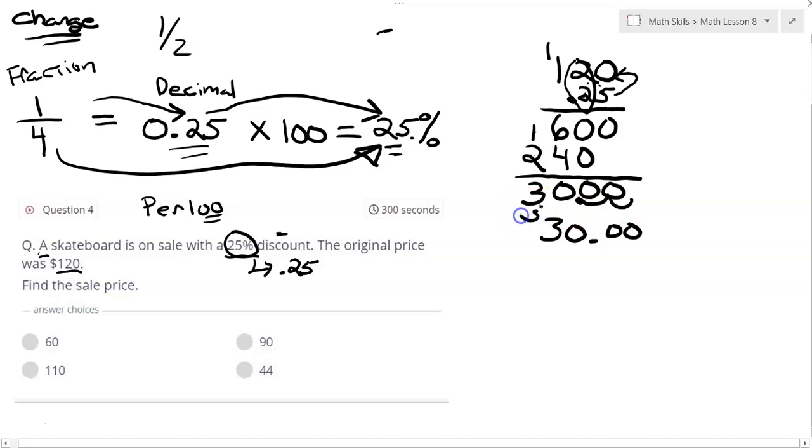That is the amount of the discount. 25% of $120 is $30. This is the amount of the discount. So how much is the sale price then? Well, it's going to be that $120 minus 30.